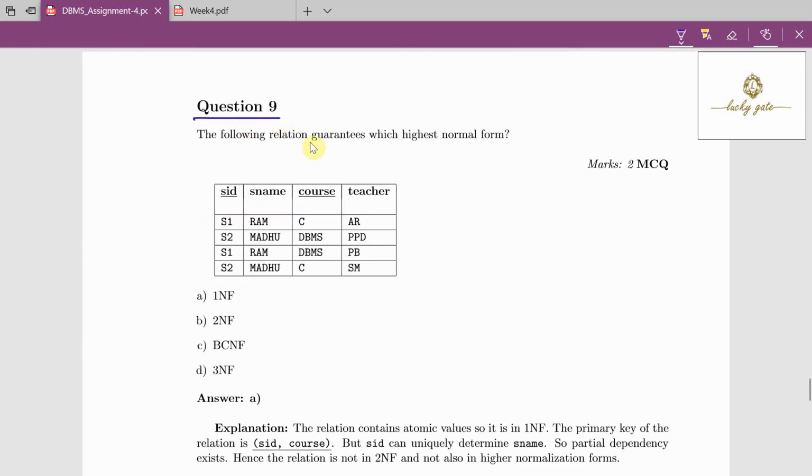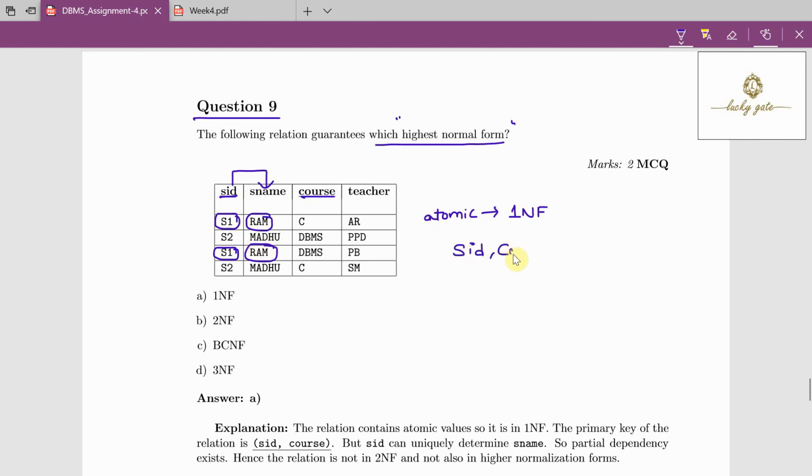Number 9. The following relation guarantees which highest normal form? Clearly the values are atomic values, so it is satisfying the first normal form. I have to check with second, third and BCNF also. It is clearly mentioned SID comma course is a key. Observe the table. SID is determining S name. Means wherever SID is repeating, you see, friends, the corresponding name is also the same. LHS is the same. For a dependency to hold, its RHS also should be the same. Means when LHS is repeating, its RHS also should repeat with the same values.